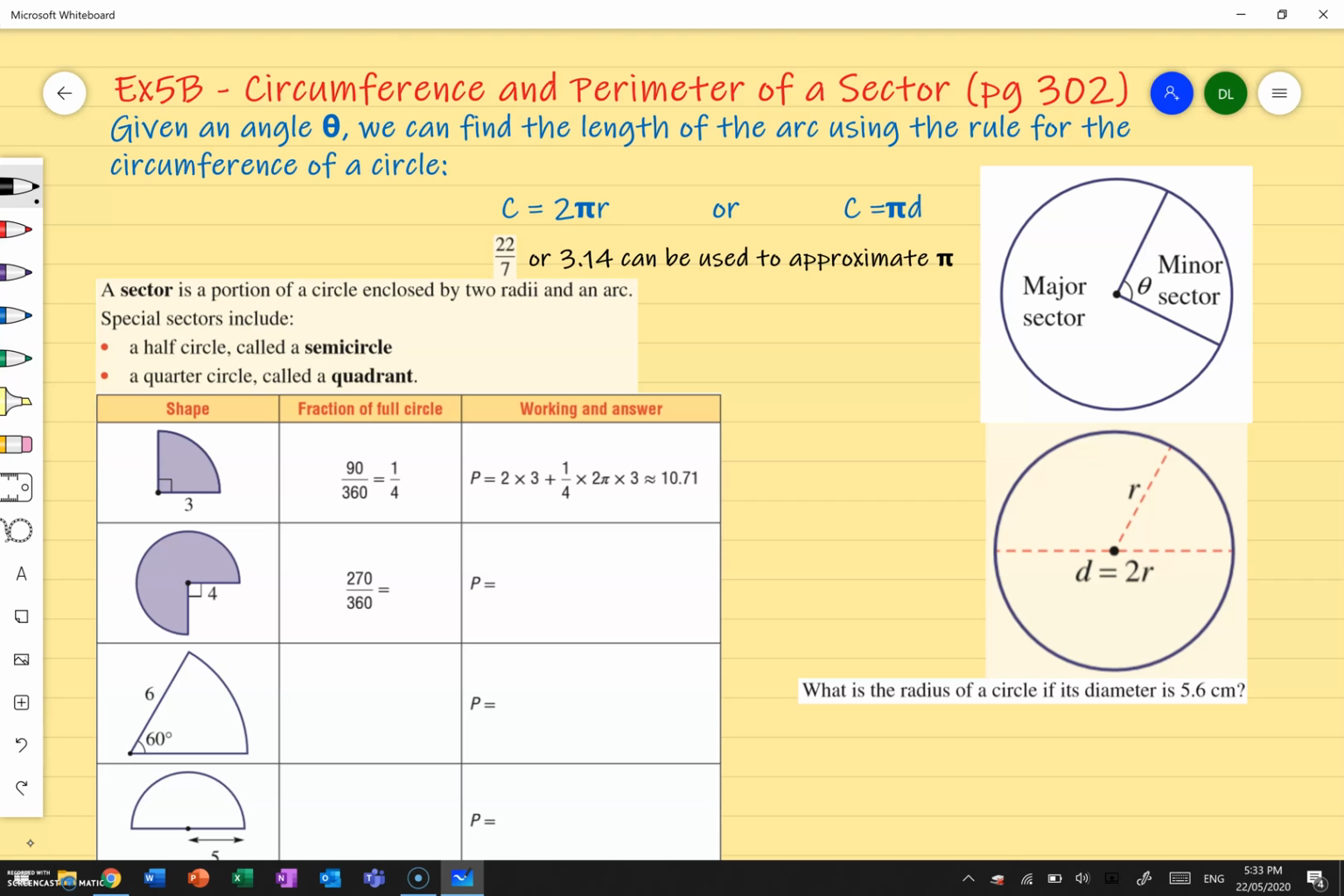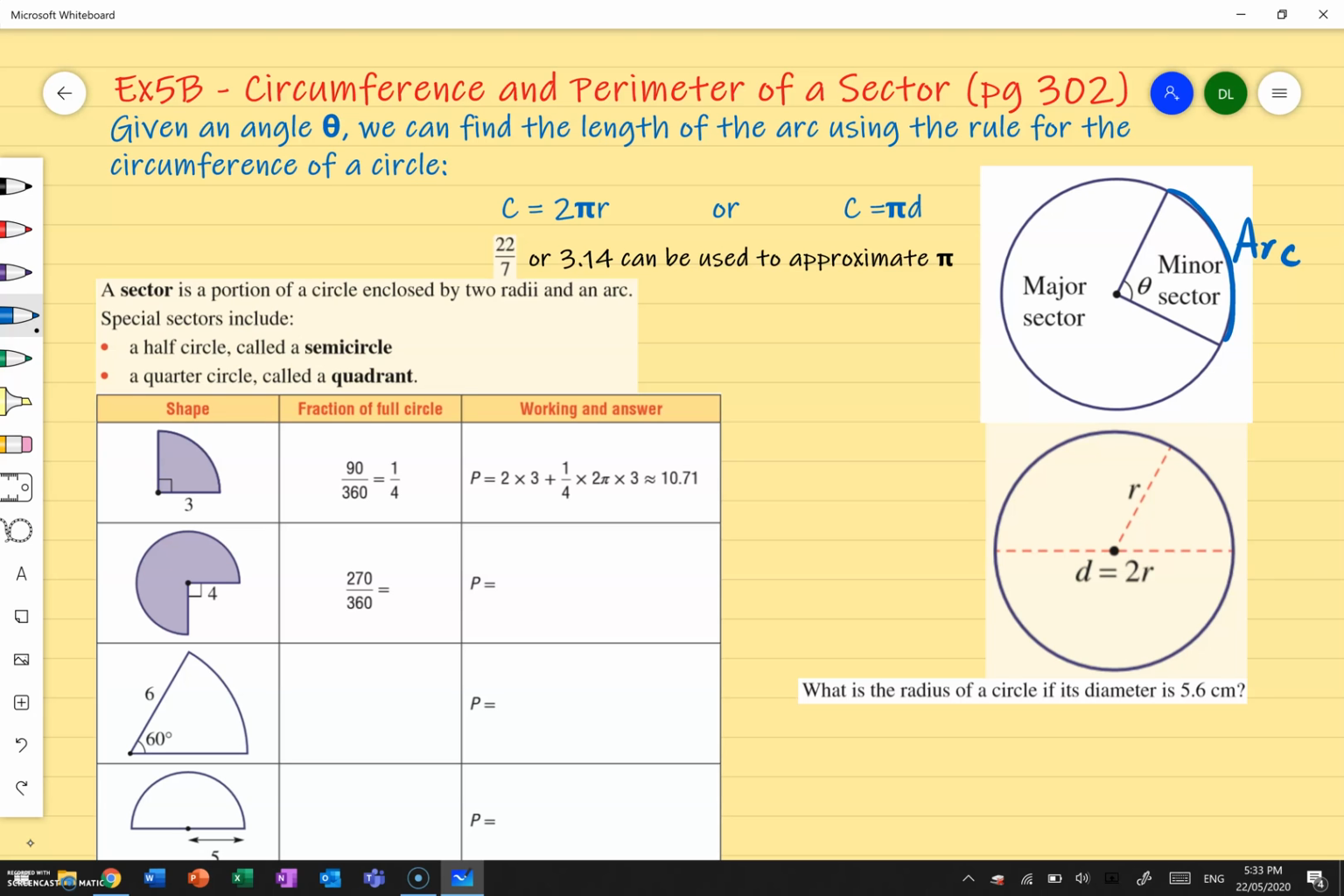So for this exercise, we're typically going to be focusing on the angle part of this and then the sector part of it. Given an angle theta, and I'm just reading this line over here, we can find the length of an arc. This part over here is the arc. The arc is formed by the outer ring of your sector. We can find the length of an arc using the rule for circumference of a circle.